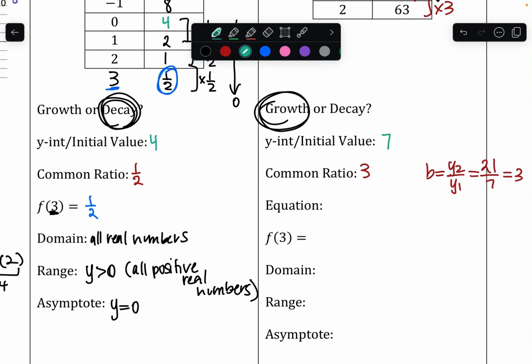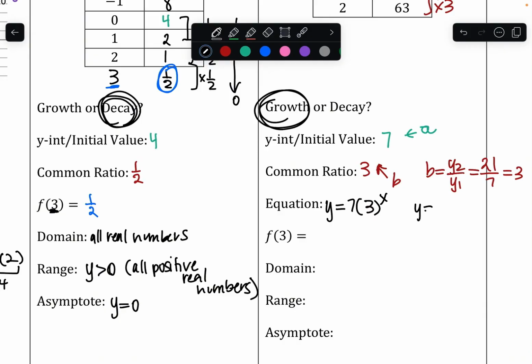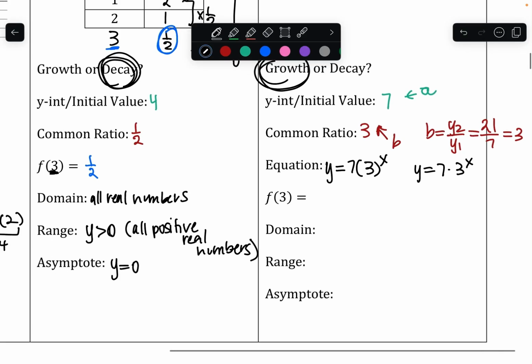We know that A is 7. We know that B is 3. And so we can write our equation 7 times 3 to the x. You don't have to use the parentheses. Sometimes they don't. You can just use a multiplication dot. You just need some way to show that you're multiplying.